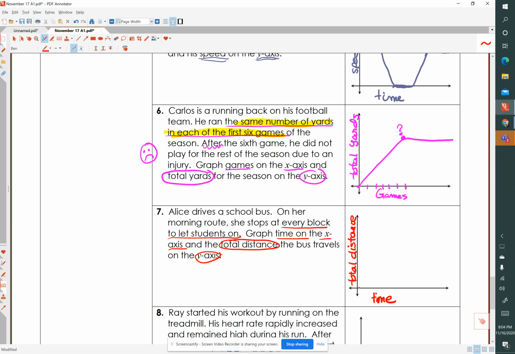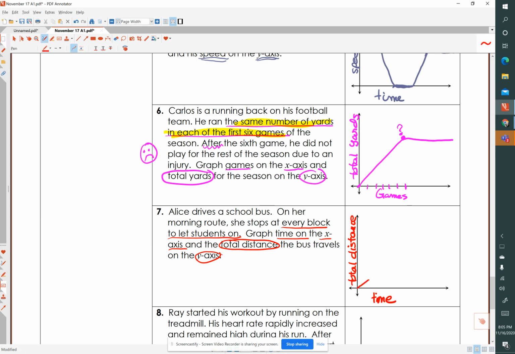It hasn't traveled yet. So we're going to go a block, pick up a student, a block, pick up a student, go a block, pick up a student, go another block, pick up a student, go another block, pick up a student, and continue on this same trajectory, up, straight, up, straight. Those should actually even be more even. Let me see if I can make that just a little bit clearer.